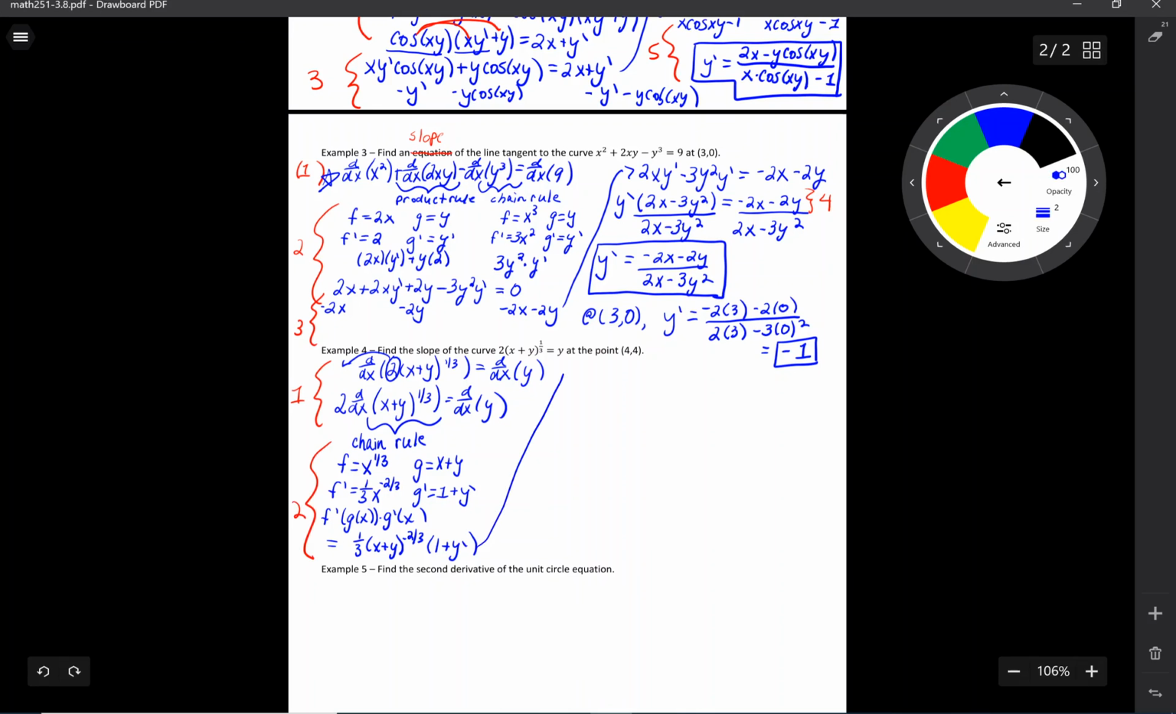So plugging this back into our original equation, I have that 2 out in front. So my derivative here on the left-hand side is 2/3 (x plus y) to the negative 2/3 times (1 plus y prime). And then on the right, the derivative of y is just equal to y prime.